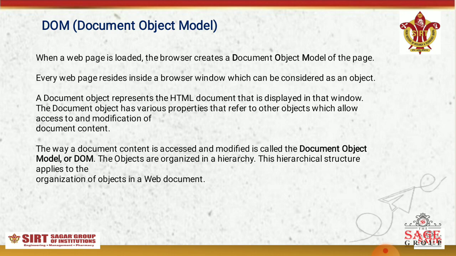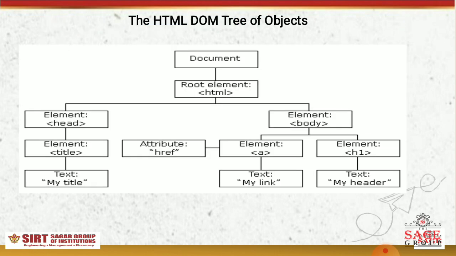The objects are organized in a hierarchical form. Hierarchical architecture is the structure applied to organize the objects in the web document. So this is our hierarchical format of DOM, the HTML DOM tree of objects. First of all, we start with document, then the next root node is HTML, then the sub-roots and sub-children are head and body. The head section implements the title, my title, and the body section implements different types of elements and different types of attributes with different text. Text is my link, my header, like this.